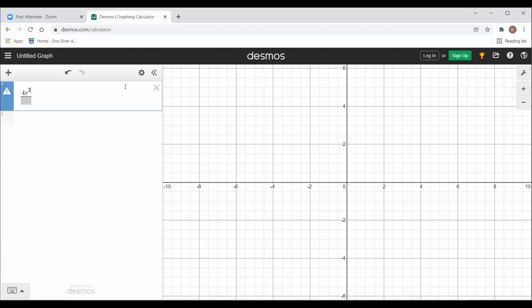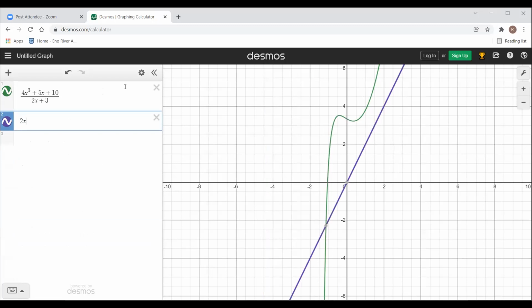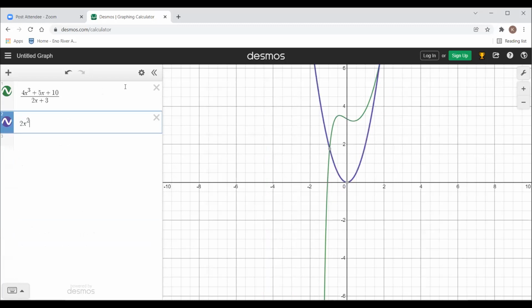So 4x to the third plus 5x plus 10. And then on the bottom, they've got 2x plus 3. And we're just going to make sure that C looks the same. Because when you divide these, you don't get a different answer. You get something that is equivalent to that, and the answer just looks different, but it's equivalent. So 11 over 2x plus 3. There we go. It's the exact same thing.